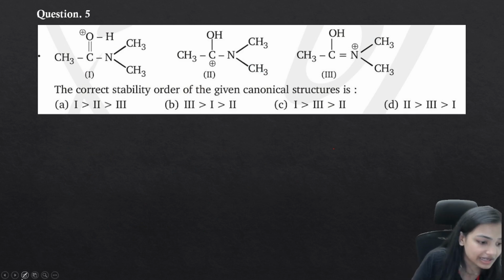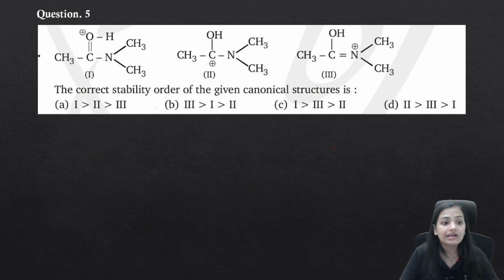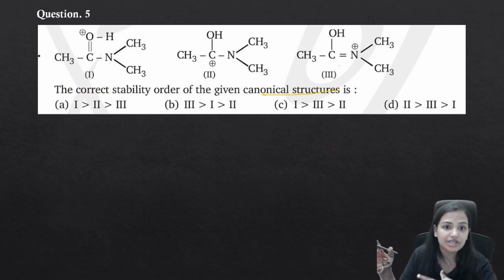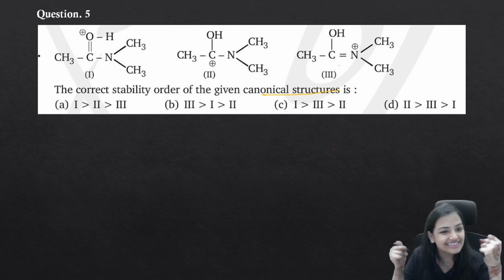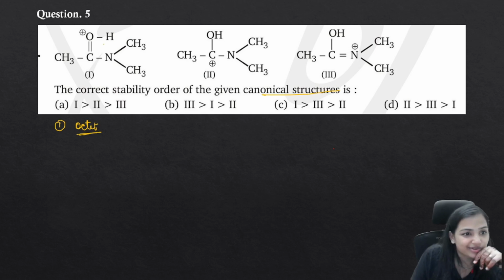Now this would be the last question, guys, that we will be doing all together. The correct stability order of the following canonical structures: we have 1, 2, 3 resonating structures, and we have to find out the stability order. First of all, look for the octet. Ma'am, the first point is very difficult, it's very difficult to find out how many electrons there would be. No issues, guys. Just focus on the species which are specifically charged.